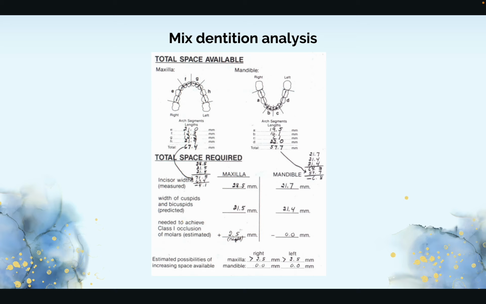Okay, this is the mixed dentition analysis. This is the complete one for the measurement, and for the total space you have to add together and multiply by 2. There is no allowance for the mandible, so you don't have to subtract or add, you just need to add up the lateral widths. For the estimate, the upper jaw, or the maxilla, must be given an allowance of 2.5 millimeters, while for the mandible there is none needed.